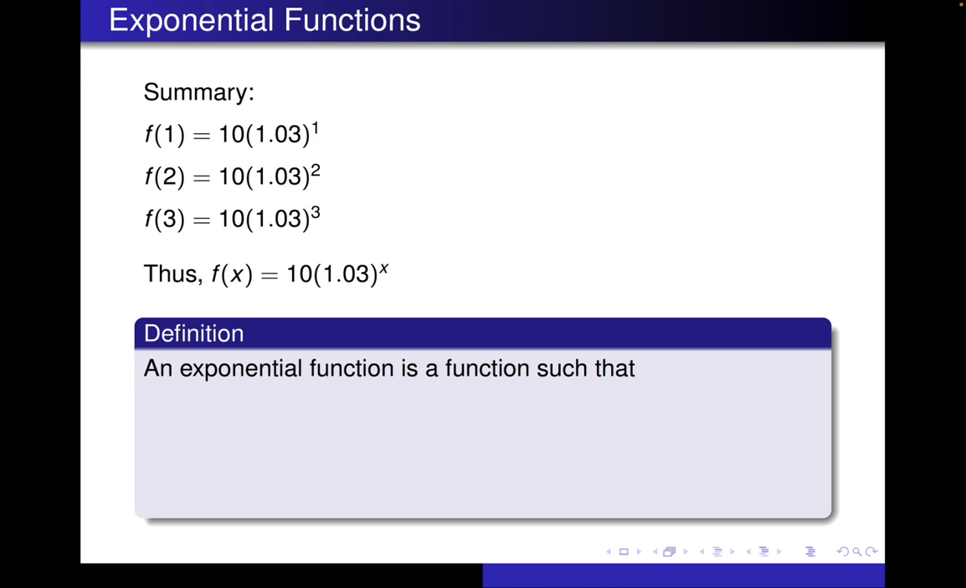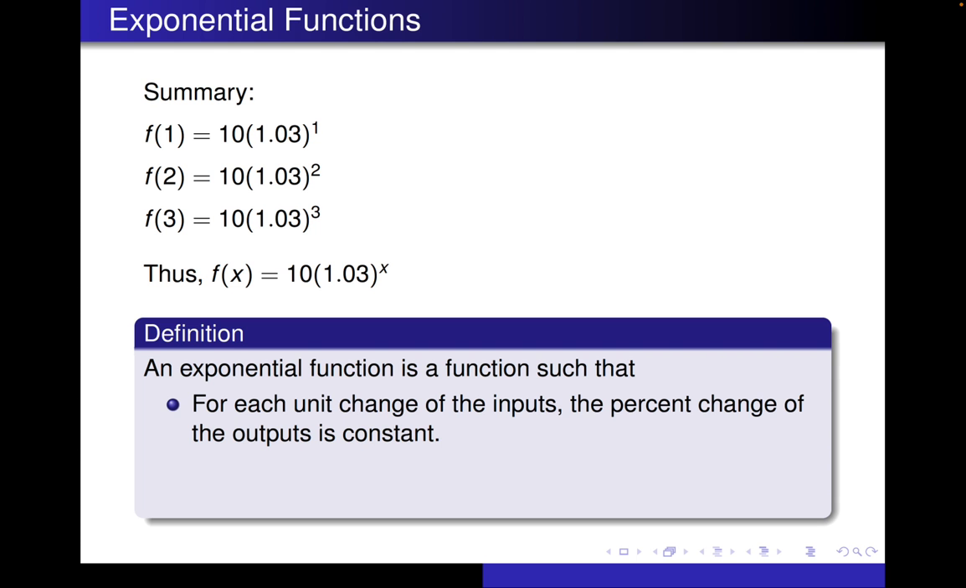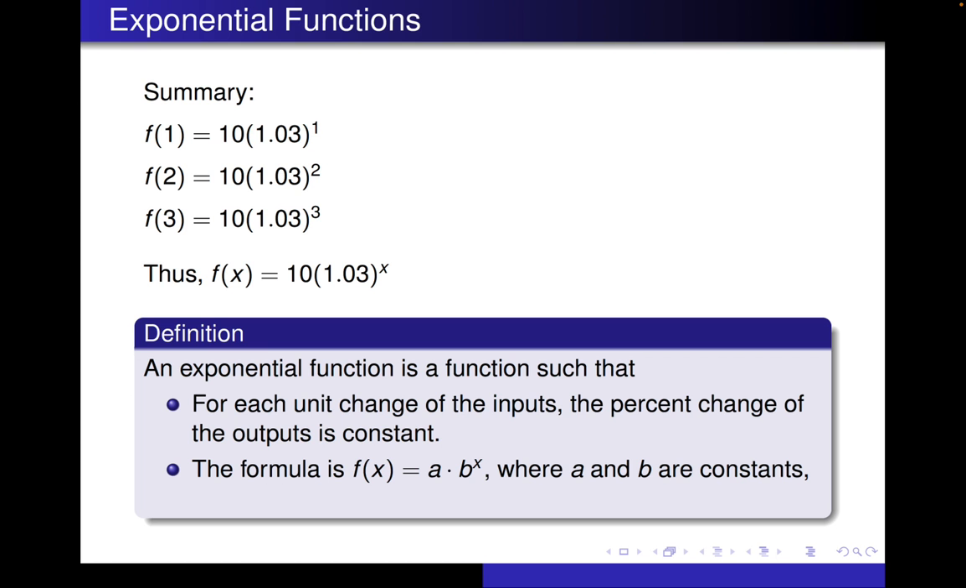So again, an exponential function is a function such that for each unit change of the inputs, the percent change of the outputs is constant. And the formula is f of x equals a times b to the x. Where in this case, a and b are constants. B has to actually be a positive constant because otherwise taking b to the x is going to be a real headache. And b can't equal 1, not because that's impossible for b to equal 1, but if it does equal 1, it turns out to be a super boring function. I'll have you plug that in, see if you can see why.